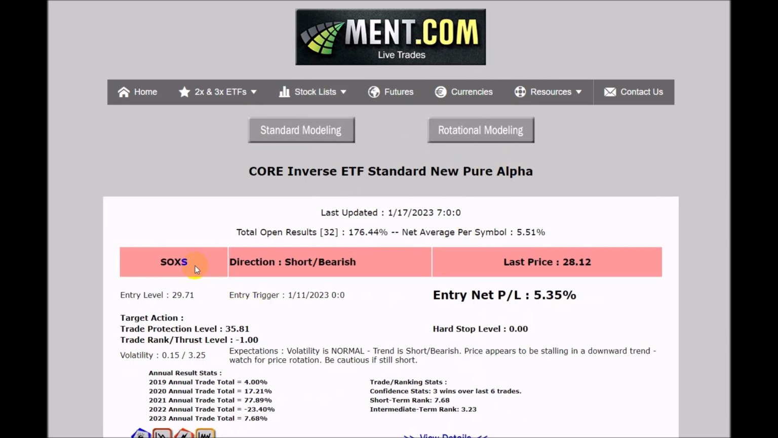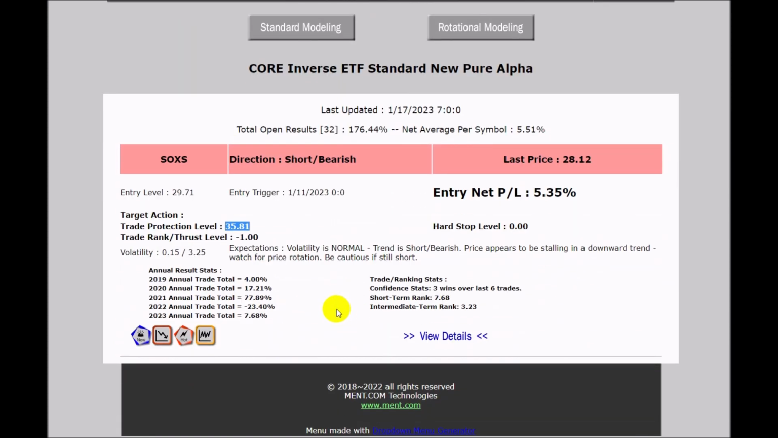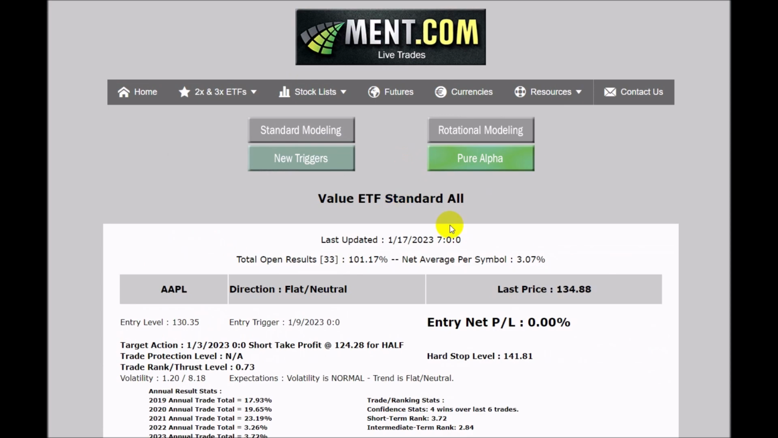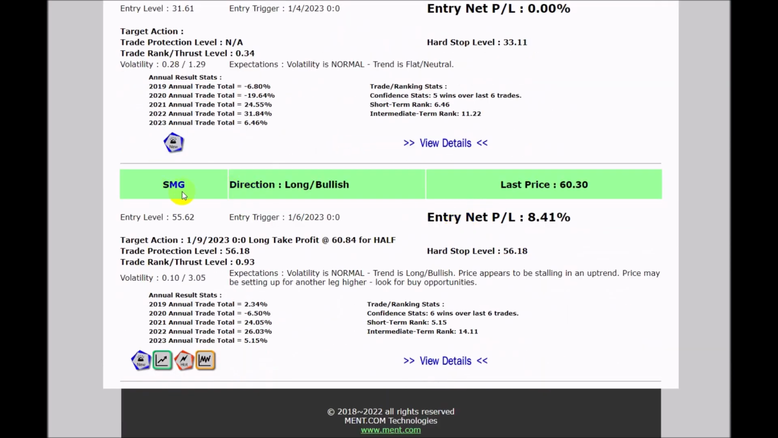The inverse list, SOXS got short, 111. We're up 5.35% with a hard protection level at 35.81. That's the only trigger there. Stock list, value stocks, we have SMG, which I believe is Smuckers. We got long on January 6th at 55.62. We've already taken half the position off at 60.84. We have a protection level at 56.18 above our entry price. And we are already nearly 8.5% profit on the trade.